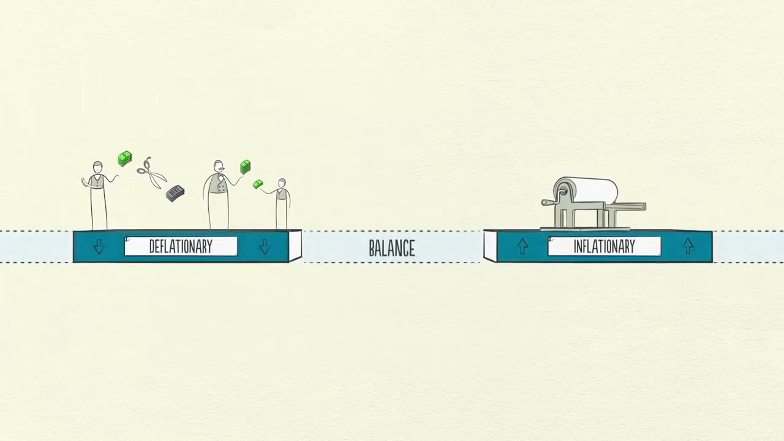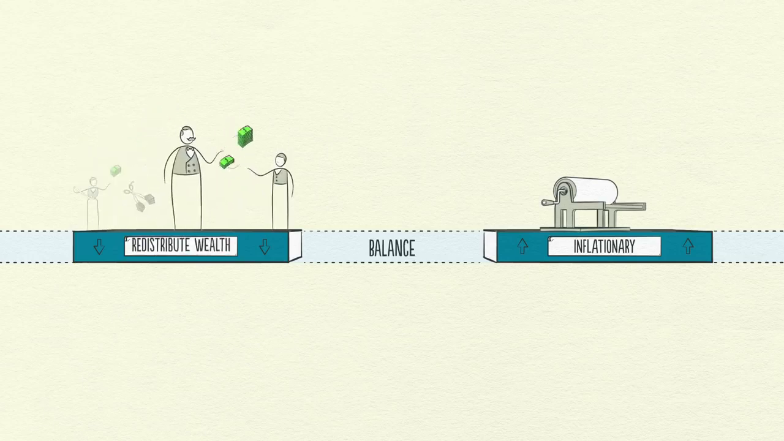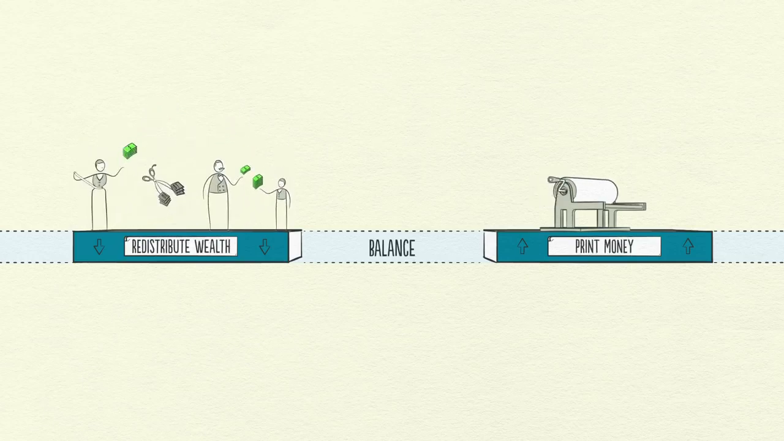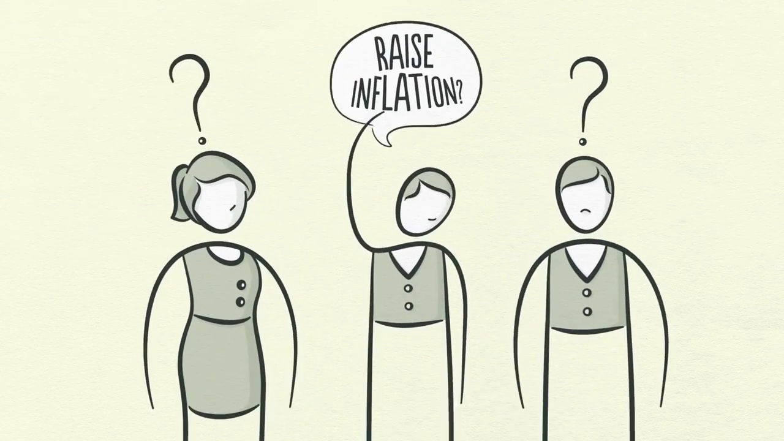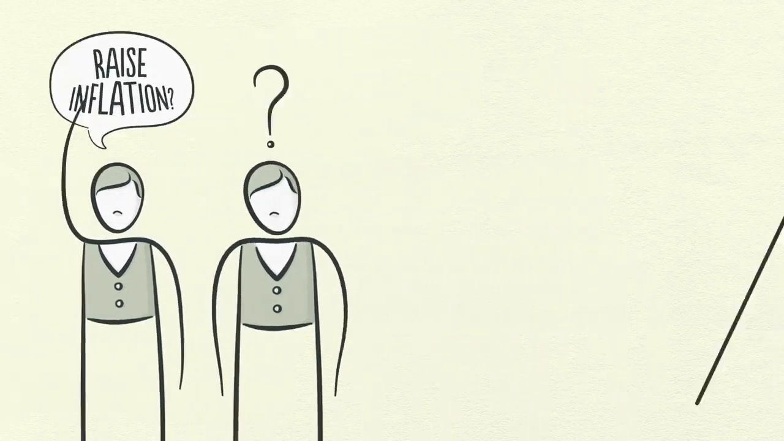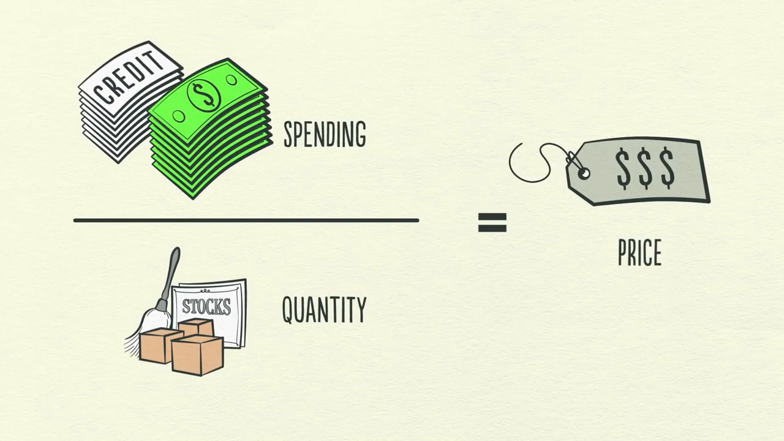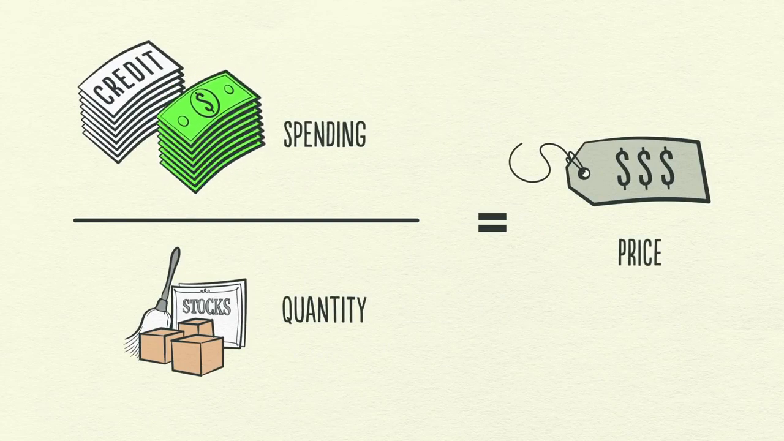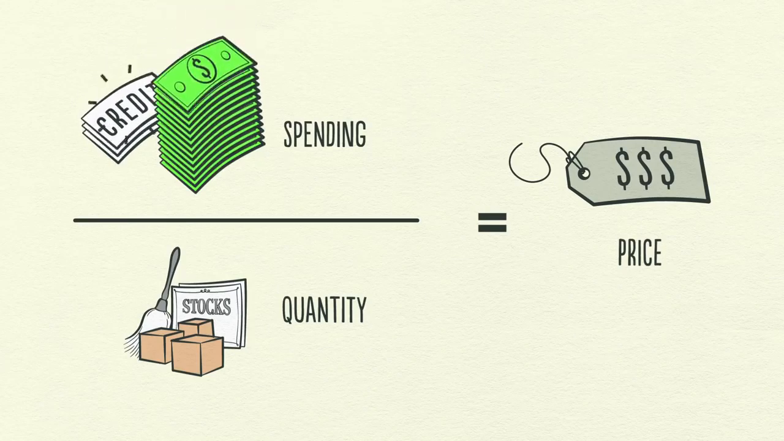The right balance requires a certain mix of cutting spending, reducing debt, transferring wealth, and printing money so that economic and social stability can be maintained. People ask if printing money will raise inflation. It won't if it offsets falling credit. Remember, spending is what matters. A dollar of spending paid for with money has the same effect on price as a dollar of spending paid for with credit. By printing money, the central bank can make up for the disappearance of credit with an increase in the amount of money.